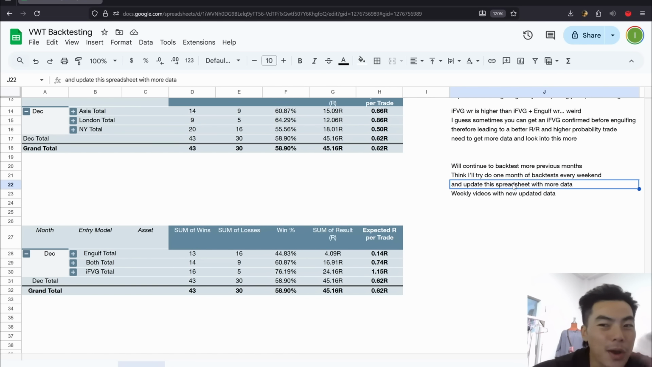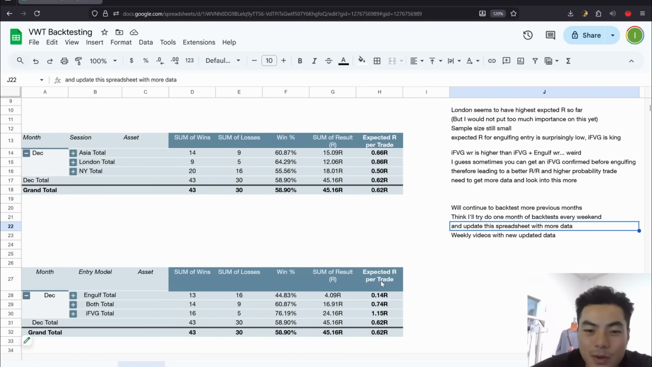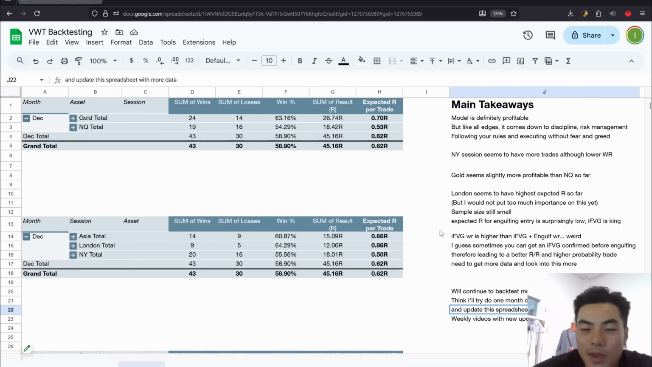But I'll try to do 1 month of backtests every weekend when the markets are closed, if I can take some time. So next weekend, or maybe even this weekend, I'll do November as well. And I'll do weekly videos with the new updated data, to see if there are any interesting changes and which sessions and models are most profitable.